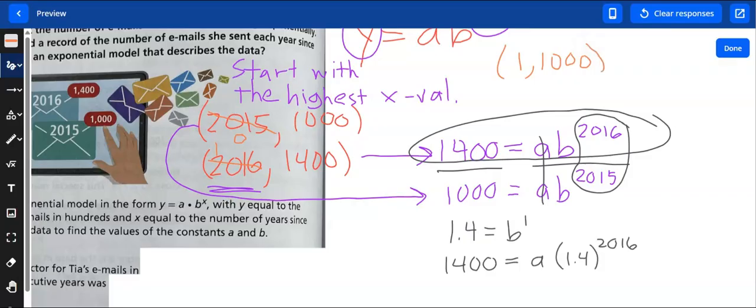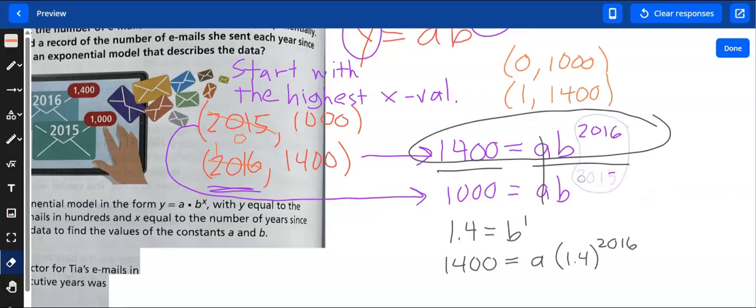0, 1,000. And 1 comma 1400. Okay, so that's obviously going to change a little bit here, right?